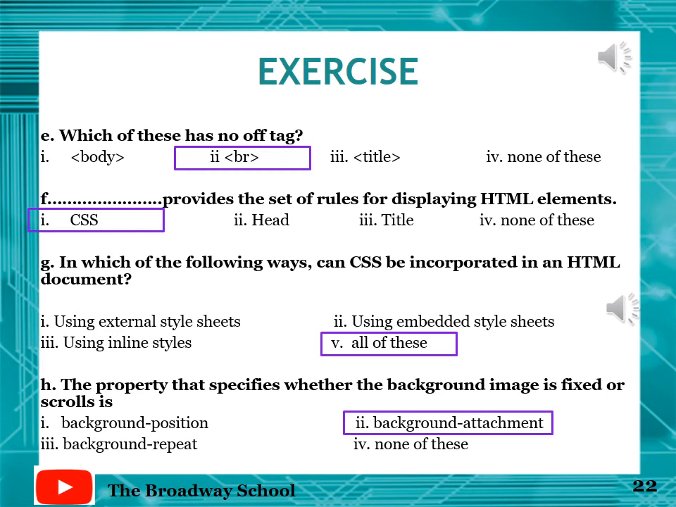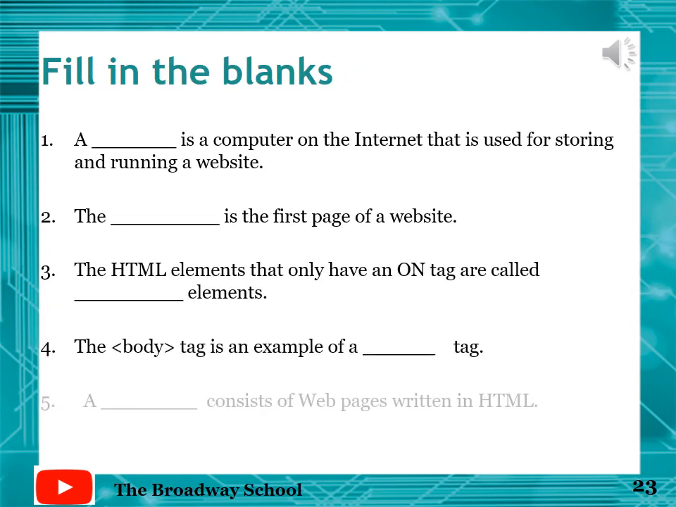G part. In which of the following ways can CSS be incorporated in an HTML document? Using external style sheets, using embedded style sheets, using inline style sheets, all of these. The correct option is all of these. H part. The property that specifies whether the background image is fixed or scroll is: background position, background attachment, background repeat, none of these. The correct option is background attachment.